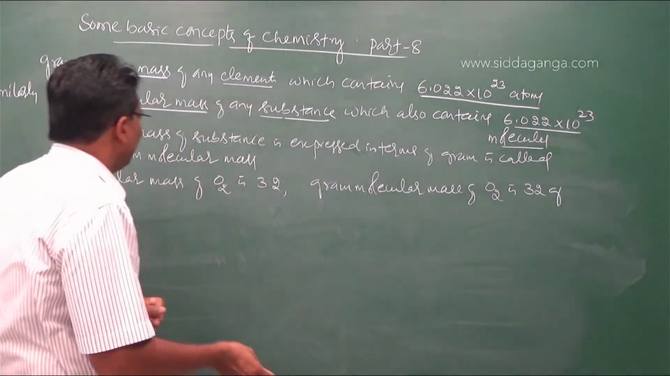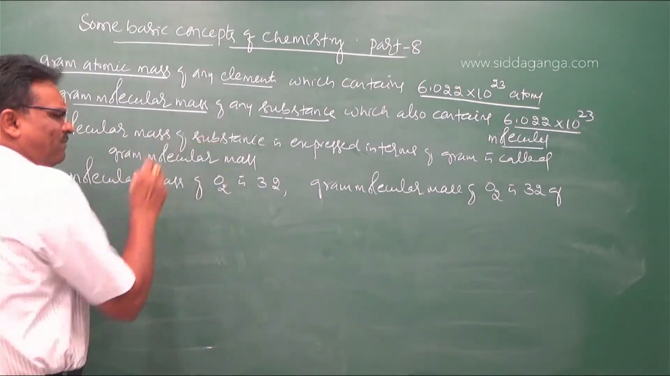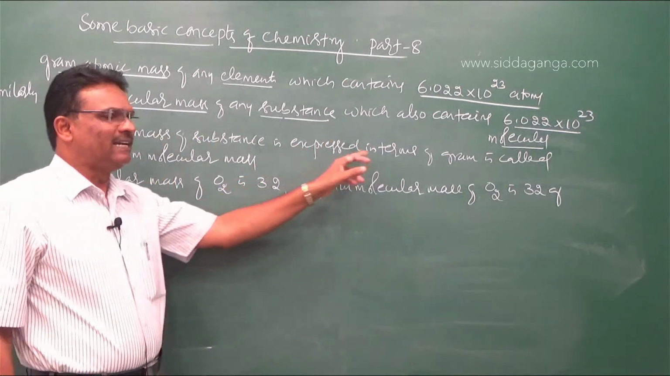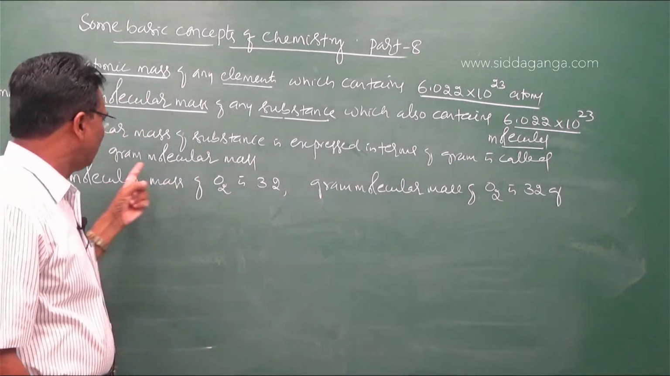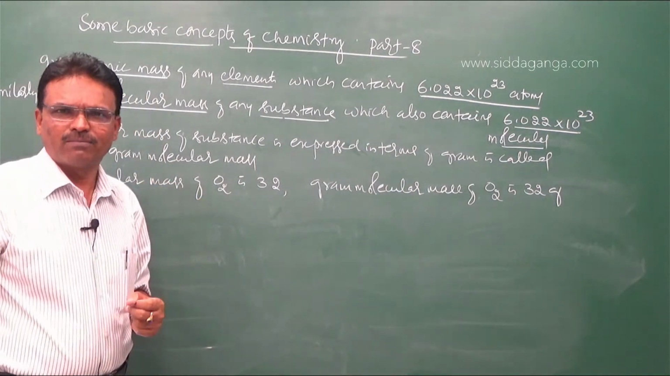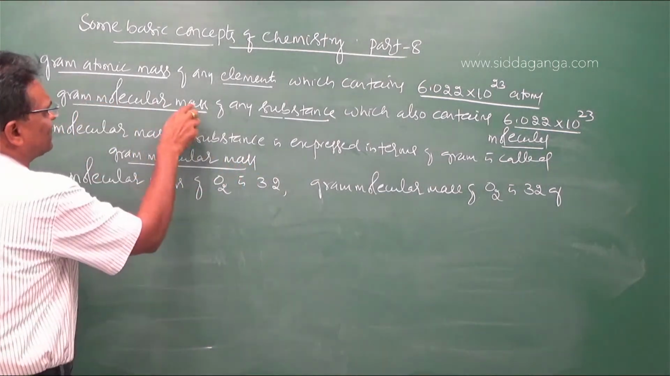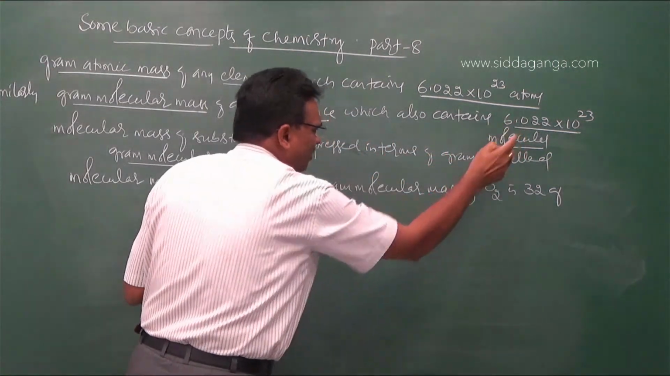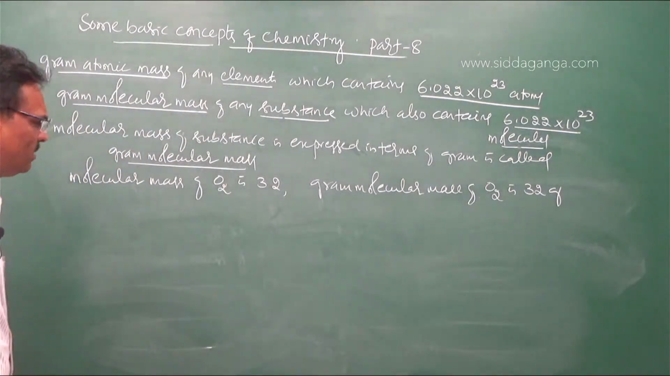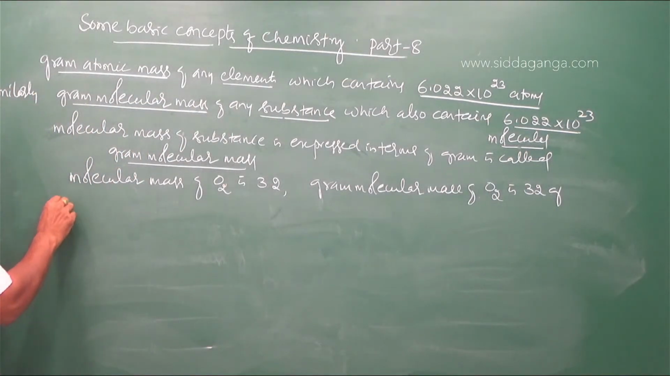Therefore, the molecular mass of a substance, if it is expressed in terms of gram, is called gram molecular mass. So gram molecular mass of any substance contains Avogadro number of molecules.